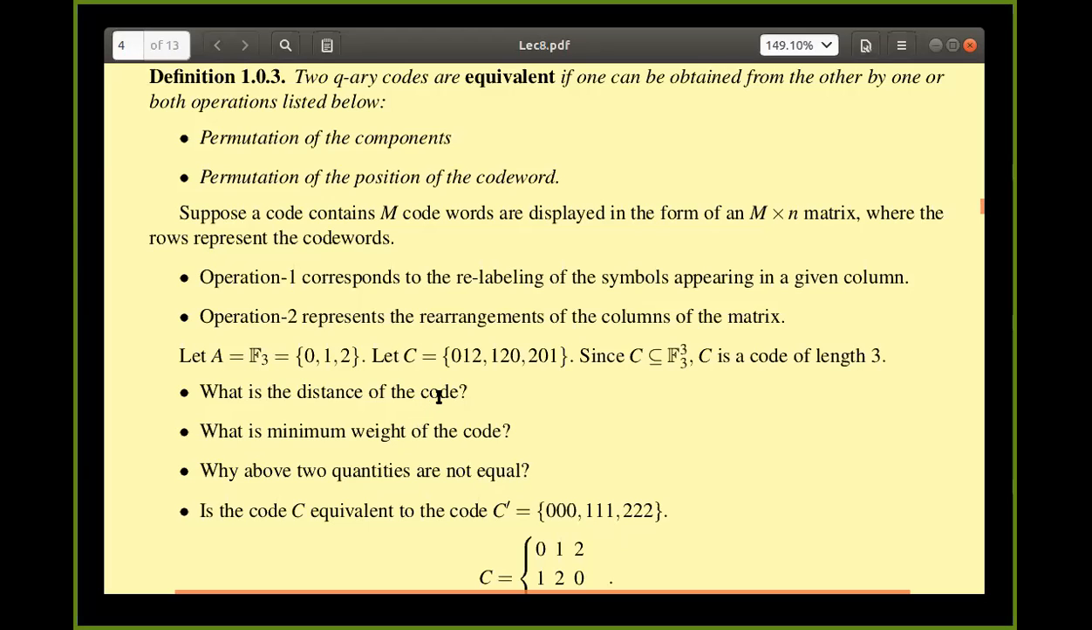So 0, 0 is not there. The weight is equal to the distance only when we have a subspace. It's a linear code. See, these are all the results. The distance of the code equals the minimum weight only when it is a linear code, a subspace. It is because there the difference, everything will be there, so I can find the distance from it. So that's what you need to understand in that theorem statement properly.